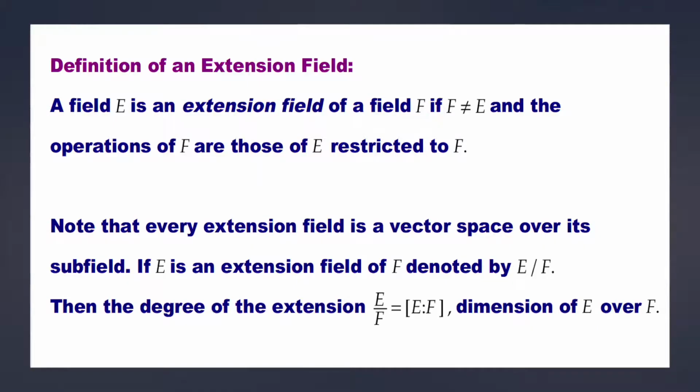Let us see the definition of an extension field. A field E is an extension field of a field F if F is not equal to E and the operations of F are those of E restricted to F. Note that every extension field is a vector space over its subfield. If E is an extension field of F, denoted by E/F, then the degree of the extension E/F is equal to the dimension of E over F.